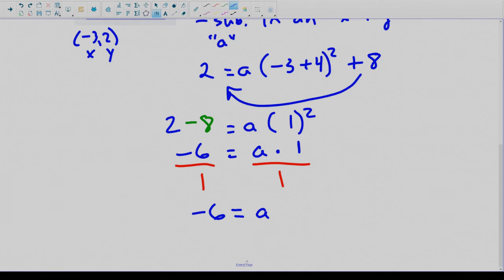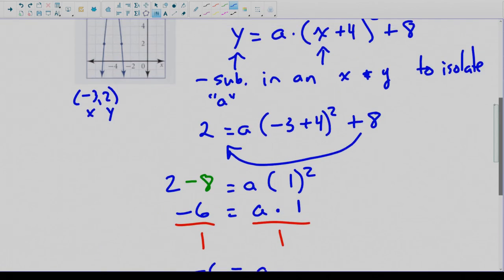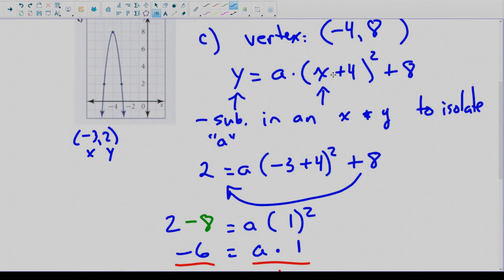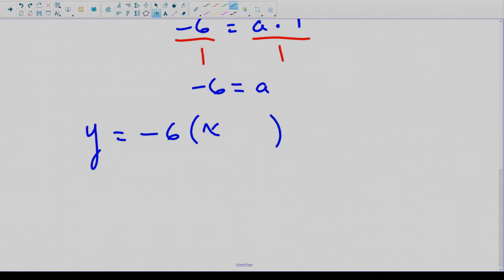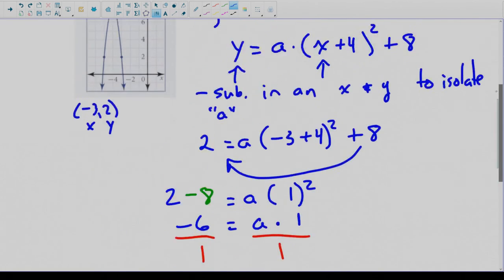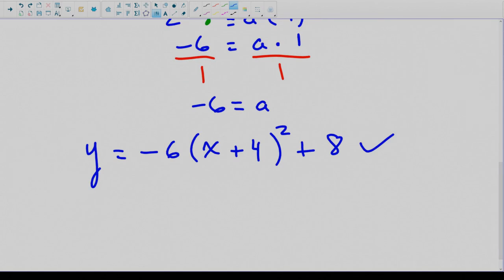Okay, so what is our final equation? Y is equal to -6 times, if we go back up here and look, it was x plus 4 squared. So our final equation has to go back to having the x and the y in it, because that's how all equations look when we're done. Okay, and then our plus 8 from our vertex right here. And that is our final equation.